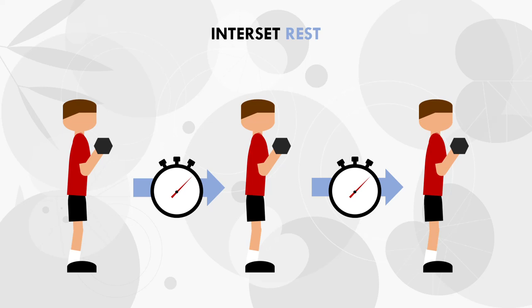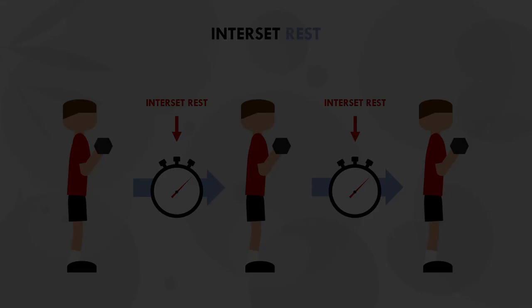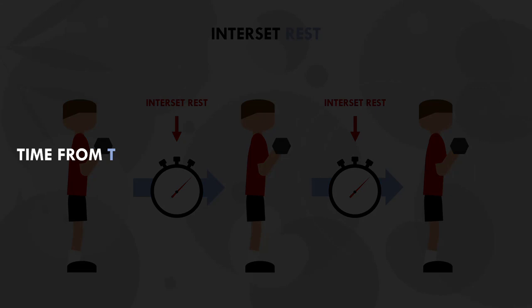First, let's quickly define what exactly interset rest means. As the name implies, interset rest refers to the rest time taken between each set of an exercise. For example, if we were to perform 3 sets of bicep curls, our interset rest would be the time taken between each set. It should be noted that interset rest is not the same as resting within a set of lifting, like that which would be seen during specific techniques like cluster sets or rest pause. Interset rest is strictly the time from the end of one set to the start of another set.